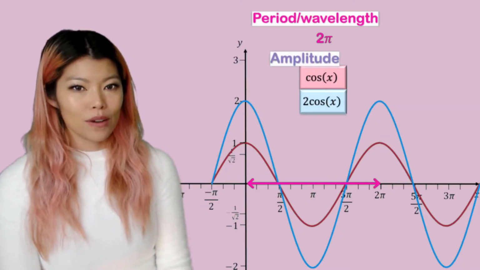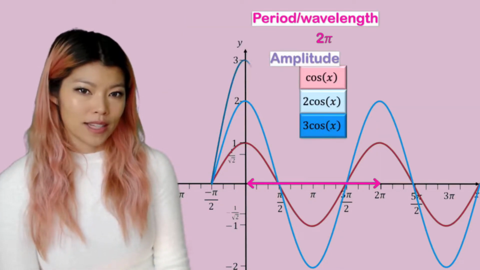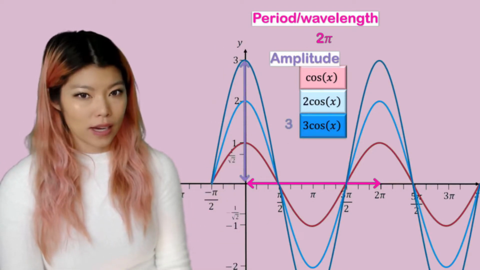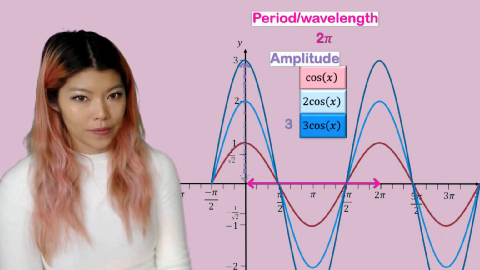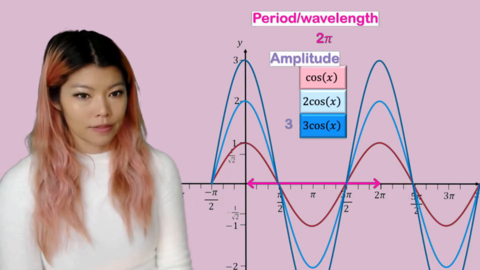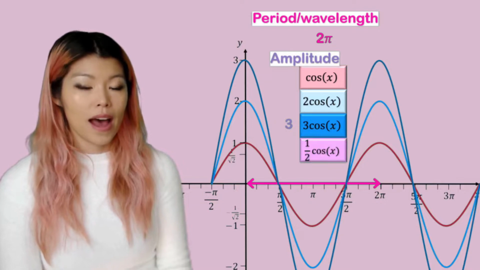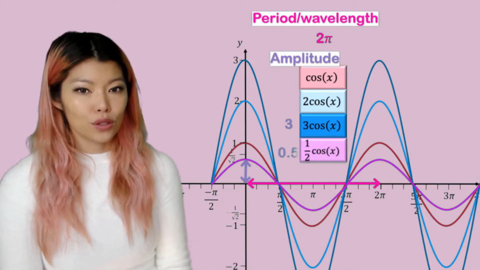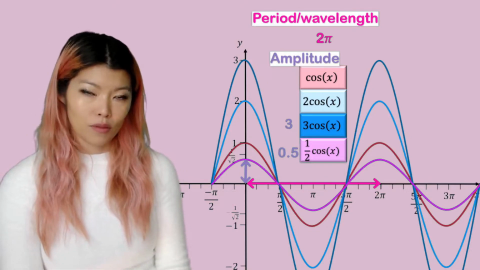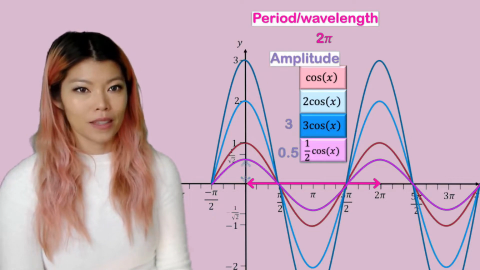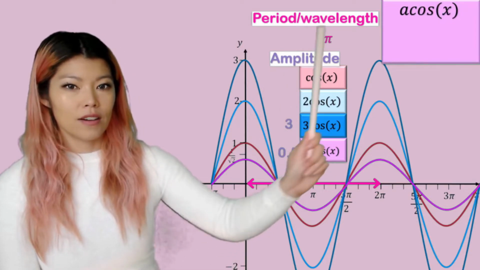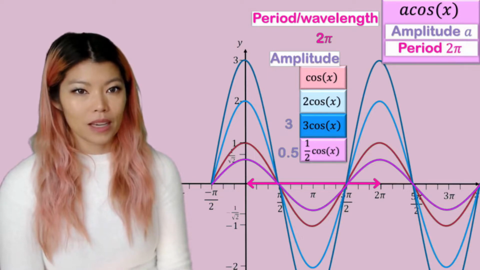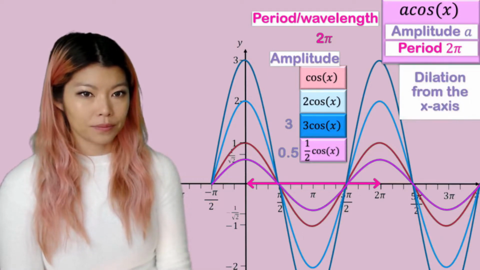So let's observe other graphs. What about 3 cos x? It will look like so. So again, dilation of 3, or the amplitude is 3. What about half cos x? It will be this graph over here. So we'll have an amplitude of half, or a dilation of half from the x-axis. So we can conclude from that that a cos x, the number in front of cos, gives us the amplitude of a.